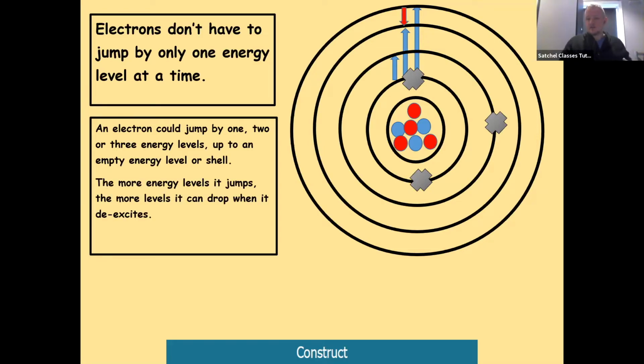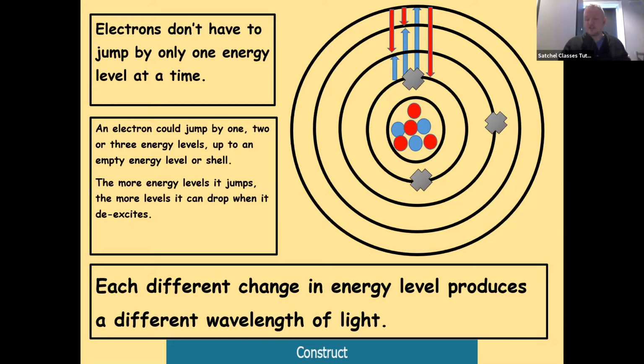During de-excitement, they can also drop down energy levels, but again, they don't have to drop down just by 1. The more energy levels that the electron jumps, the more levels it can drop when it de-excites. In theory, if it had excited by 3 energy levels higher than it should be, it could drop down by 1, emitting a small amount of energy of what it's absorbed. It could drop down by 2, or it could drop down right back down to the third energy level that it started from, and emit the entire amount of energy absorbed all at once. Each different change in energy level produces a different wavelength of light, and this explains why different atoms glow with different colors.